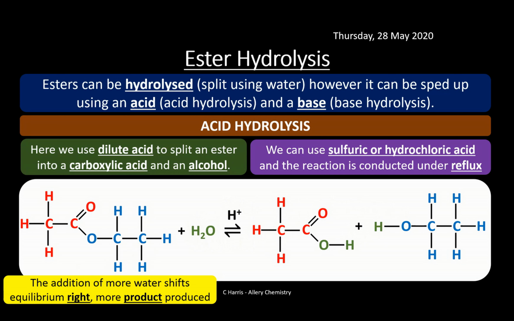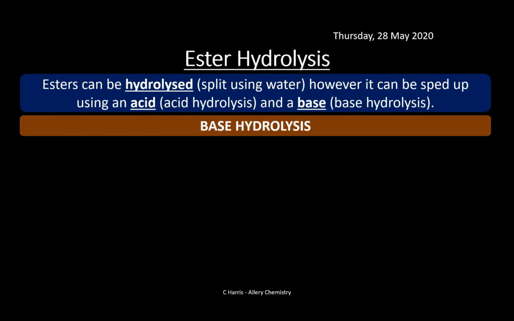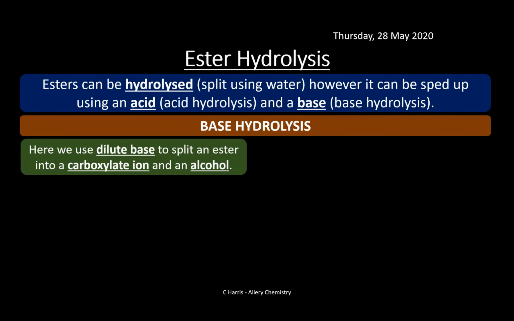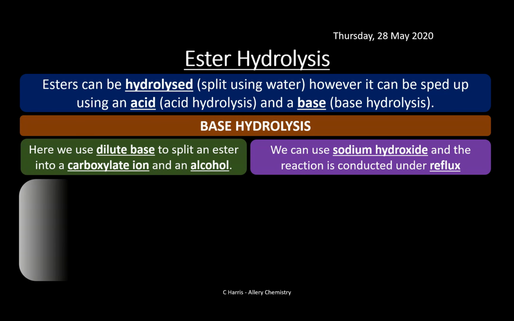Okay, so let's have a look at, still sticking with ester hydrolysis, but we're going to look at base hydrolysis. We're going to look at using a base. So here we use a dilute base instead of a dilute acid, and we split an ester into a carboxylate ion and an alcohol. Okay, so it's slightly different products, but we're using sodium hydroxide for this, and it's normally conducted under reflux because we're using volatile substances here, and we don't want to lose them to the atmosphere, so reflux is perfect for that.